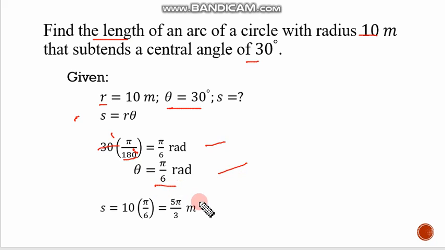So we will use this for our formula now for the length of an arc. The length of an arc, s, is equal to 10 for the radius times pi over 6 for theta. So that is 5 over 3. So the answer is 5 pi over 3 meters.